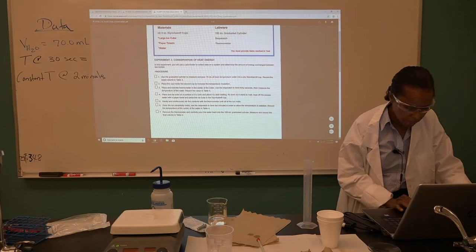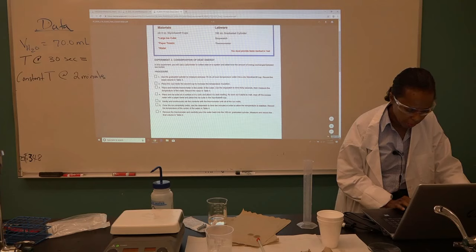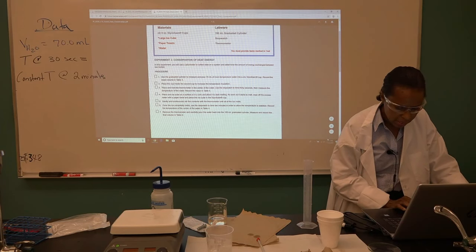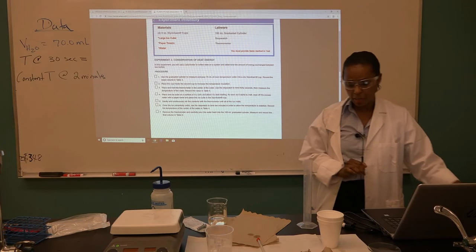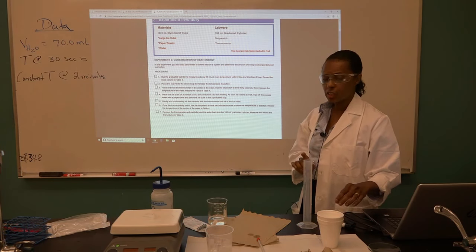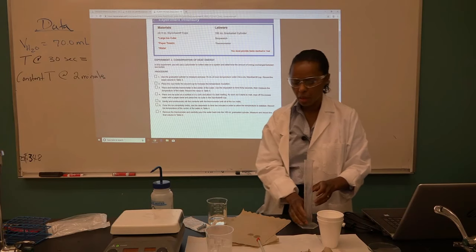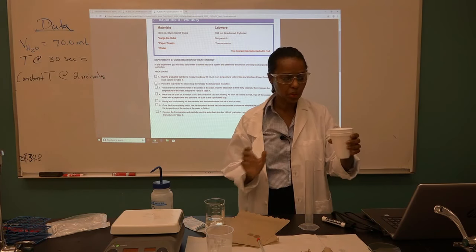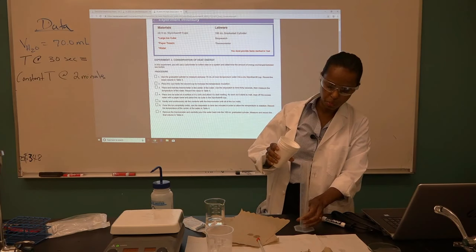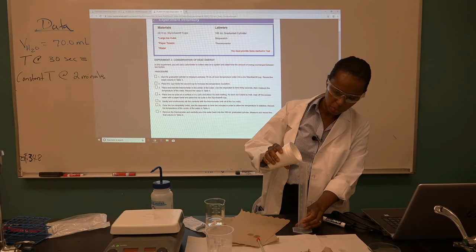So we then remove the thermometer and carefully we're going to pour the water back into the 100 ml graduated cylinder. And we're going to record the final volume. So remember, we have an initial volume starting out at 70 ml. And now that the ice is completely melted, we're going to take this water, we're going to pour it back in here, and we're going to take a final volume.